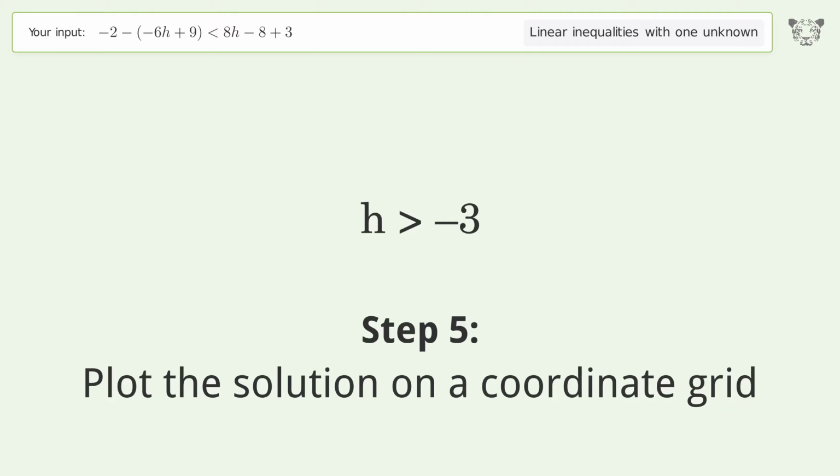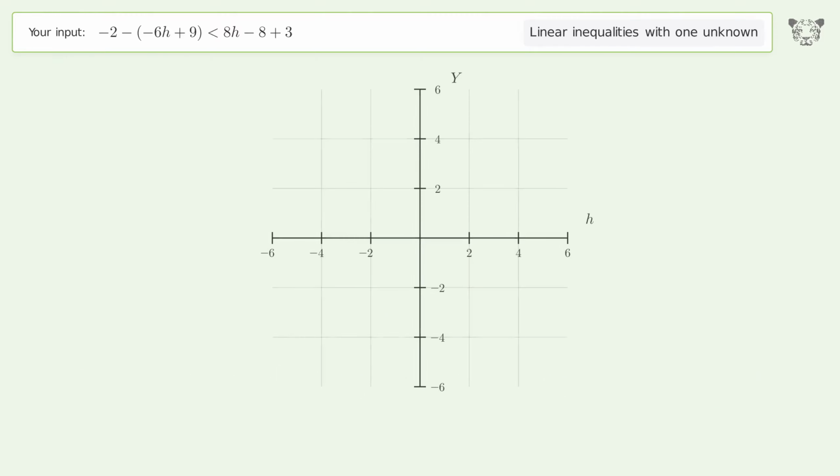Plot the solution on a coordinate grid. And so the final result is h greater than -3.